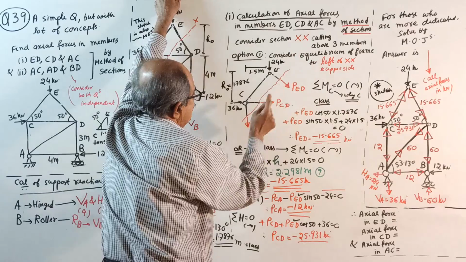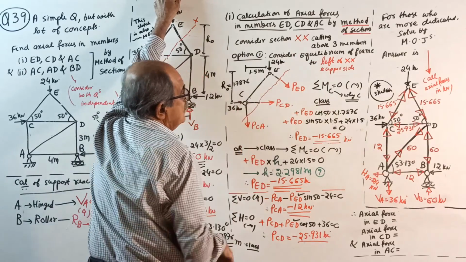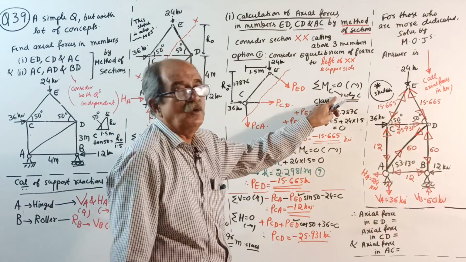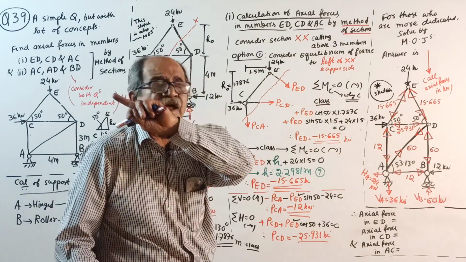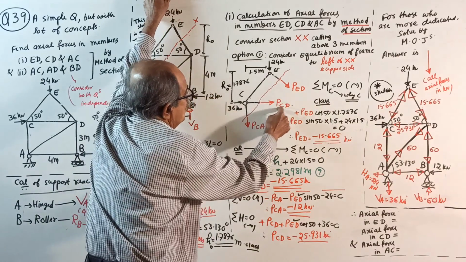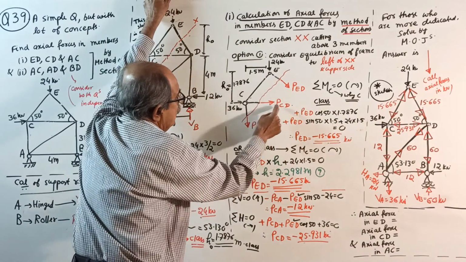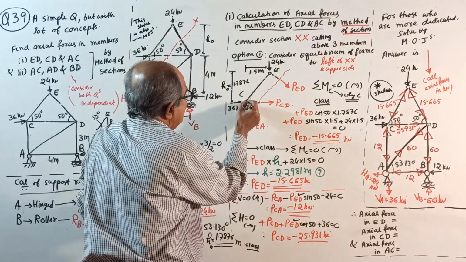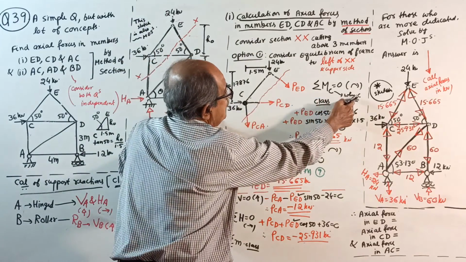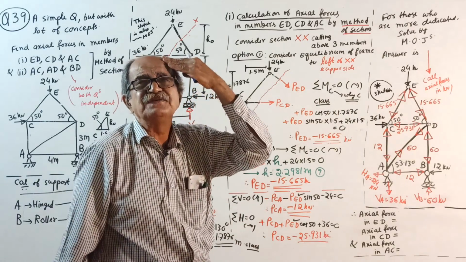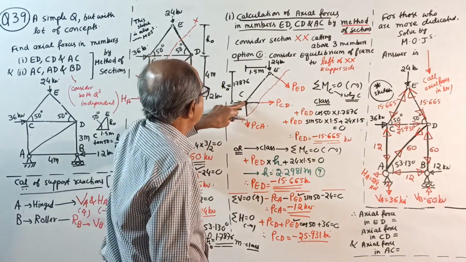do one thing. See, 1, 2, 3. Apply sigma M, sigma V, sigma H. First, sigma M equals 0. I already went through all the classes. First, sigma M equals 0. Among the 3 unknowns here, 2 unknowns are meeting at C. Therefore, take moment about C. Why C, I told in the class. This I have been telling class after class. Okay, take moment. See here.